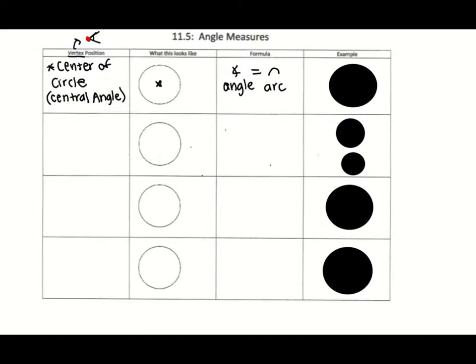So if we look at the example here, if we had our center right in the middle, with point A right here and point B right here, and we knew our arc was 105 degrees and we wanted to find this angle, our angle equals our arc when it's in the center. So we call this angle 1. Angle 1 equals 105 degrees.